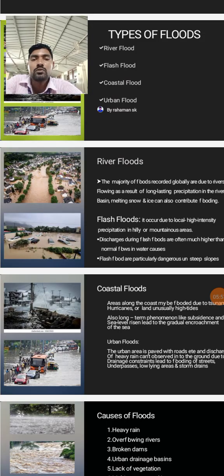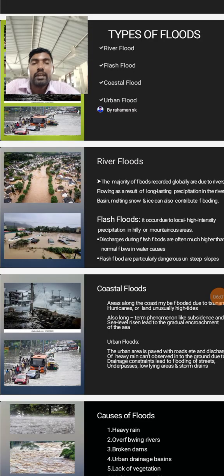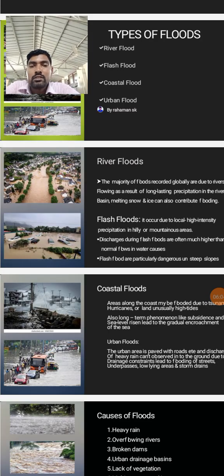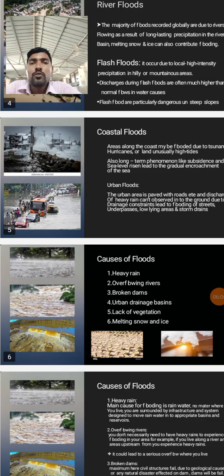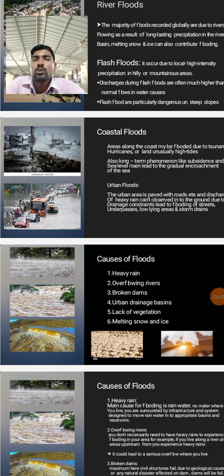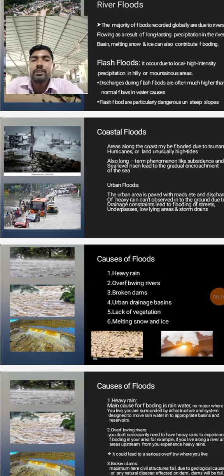So that's why flash floods mostly happen in high slope areas, especially hilly and mountain areas. And third one, coastal floods. These are along the coast, which may be flooded due to a tsunami.